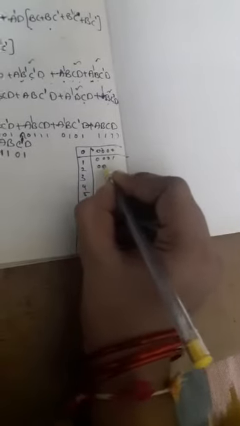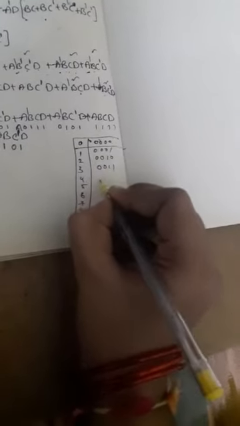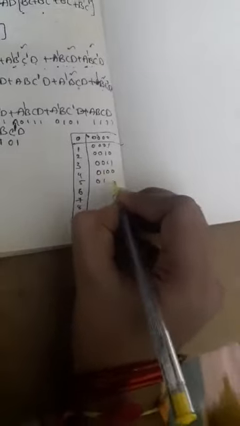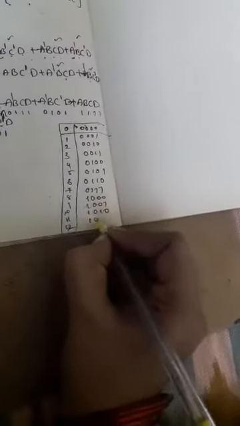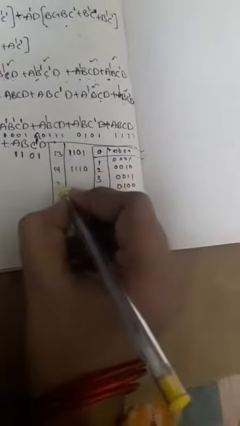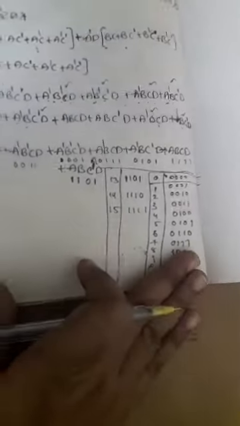So now write it: 0 0 0 0, 0 0 0 1, 0 0 1 0, 0 0 1 1, 0 1 0 0, 0 1 0 1, 0 1 1 0, 0 1 1 1, and next for 8, 1 0 0 0, for 9, 1 0 0 1, for 10, 1 0 1 0, for 11, 1 0 1 1, for 12, 1 1 0 0, for 13, 1 1 0 1, for 14, 1 1 1 0, for 15, all ones. Okay, so now based on these decimal numbers we'll write these values.